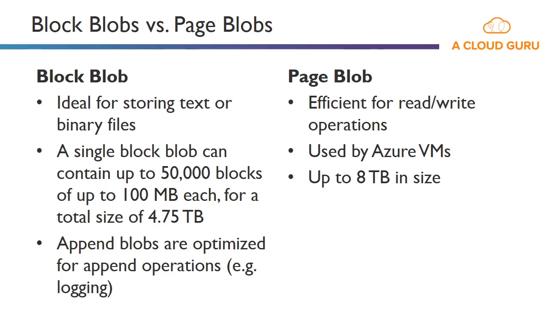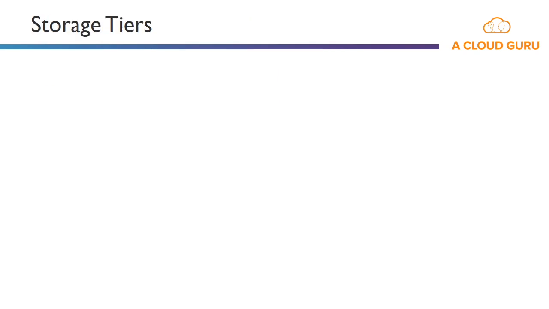Page blobs, on the flip side, these are for read-write operations. Think of your VM disks here. These are used by Azure VMs, and these can be up to 8 terabytes in size. Which leads us on to the next thing that we need to cover, which are storage tiers.